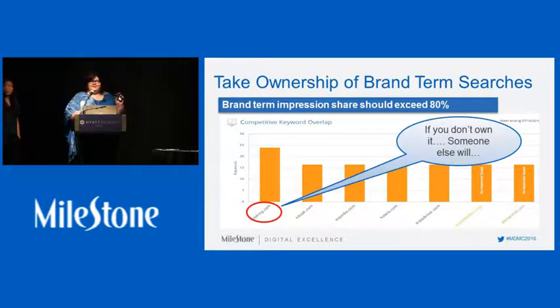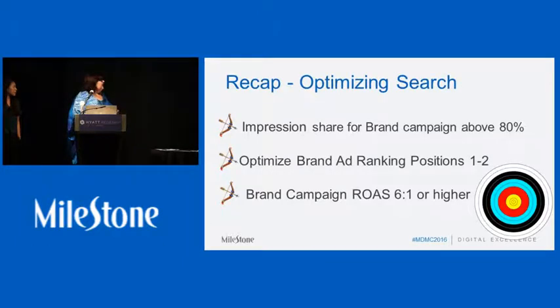Are there any questions on that before I keep going? We're good? Okay, so I'm going to put the 80%, these are basically what we're recommending that we do. So 80% brand term again. Optimize your brand ranking and ad ranking between positions 1 and 2. I'm going to put a ROAS up there, a return on investment. You should be at least getting a 6-to-1 ROI or higher on your ad investment.